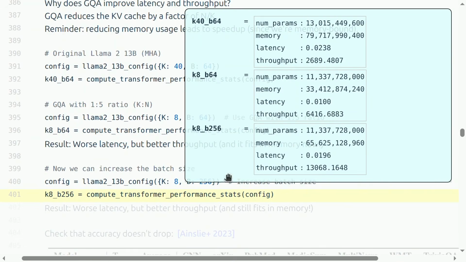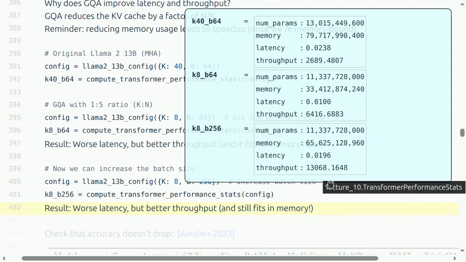So before, if we had a batch size of 256, we ran out of memory. But now it fits in memory, and we see that the latency suffers a bit because we're increasing the batch size, but the throughput goes up proportionally. Okay. So sometimes you kind of play with these parameters jointly.